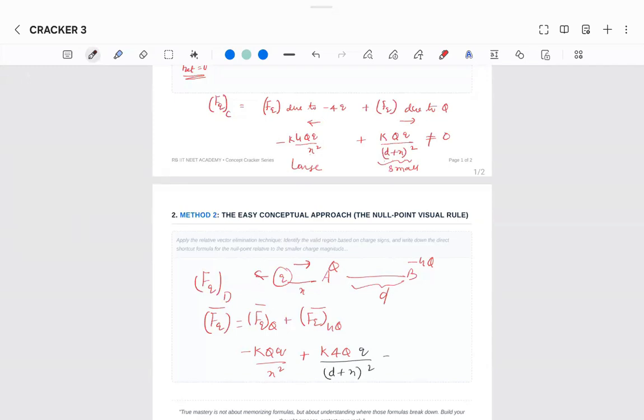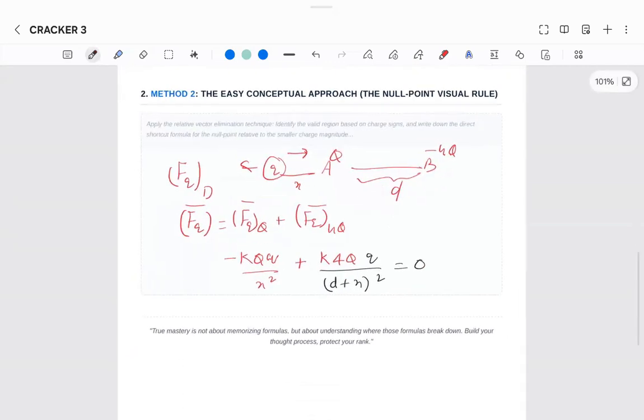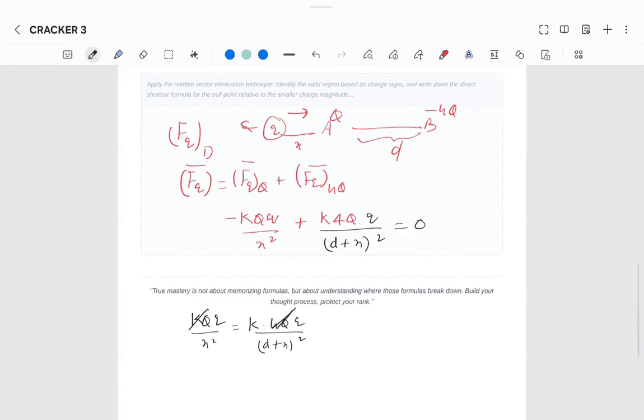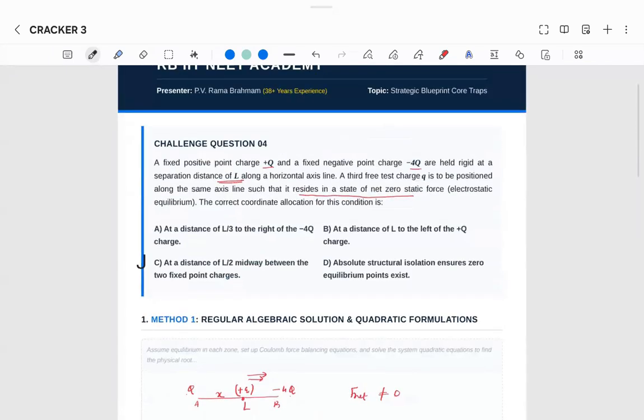The net force must be 0. He is asking the position where net force is 0. So then we get kQq by x square equal to k 4Qq by d plus x whole square. Q gets cancelled, and capital K gets cancelled out. d plus x whole square is equal to 4x square. That is, d plus x will be 2x. So x will be at a distance d, that means at a distance L from the smaller charge q.